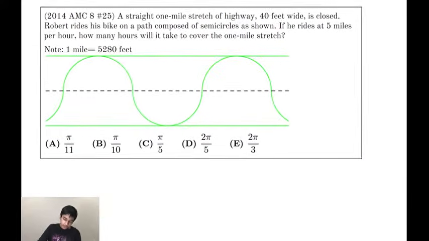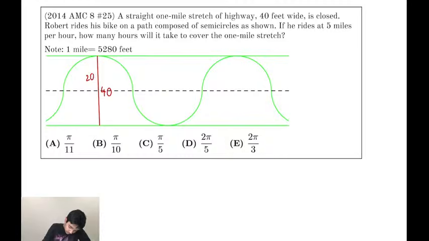So let's try a problem from the 2014 AMC A. A straight 1 mile stretch of highway, 40 feet wide, is closed. Robert rides his bike on a path of semicircles shown. If he rides at 5 miles an hour, how many hours will it take to cover the 1 mile stretch? Okay, so firstly, since this is 40, these parts must be 20.